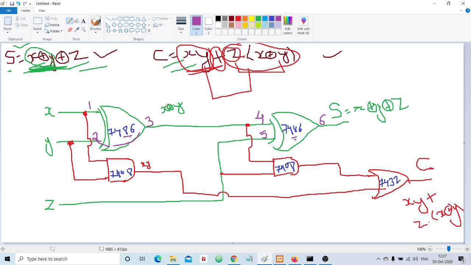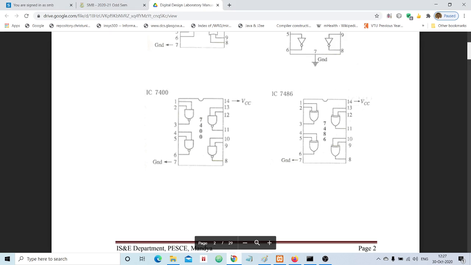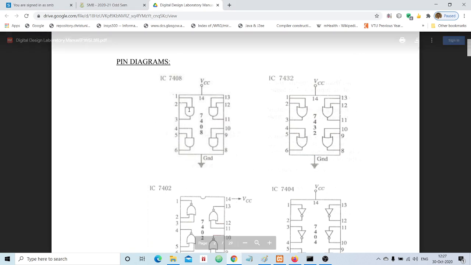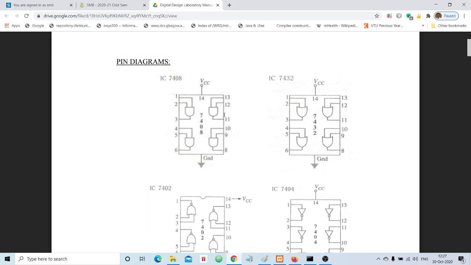Clear? Okay, we completed with the 7486 IC. Now we shall execute the same steps with respect to the 7408 IC. So again, for the 7408 pin diagram, you need to refer. We shall follow this approach: first, second, third, and fourth.